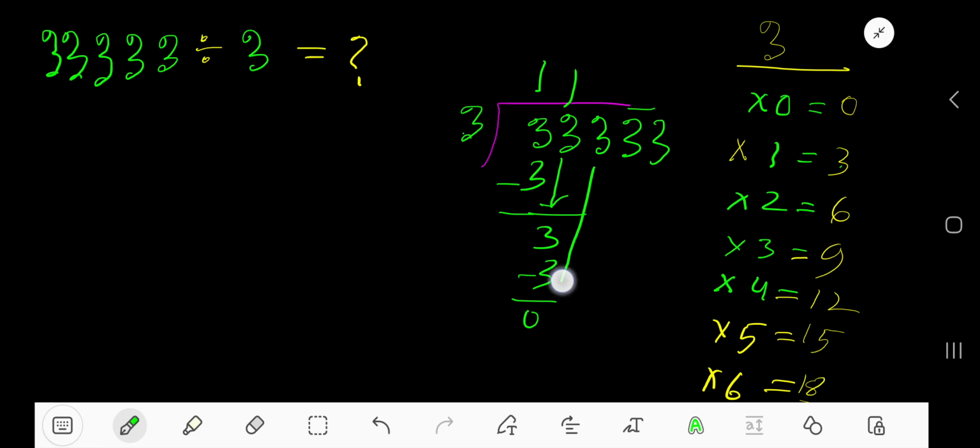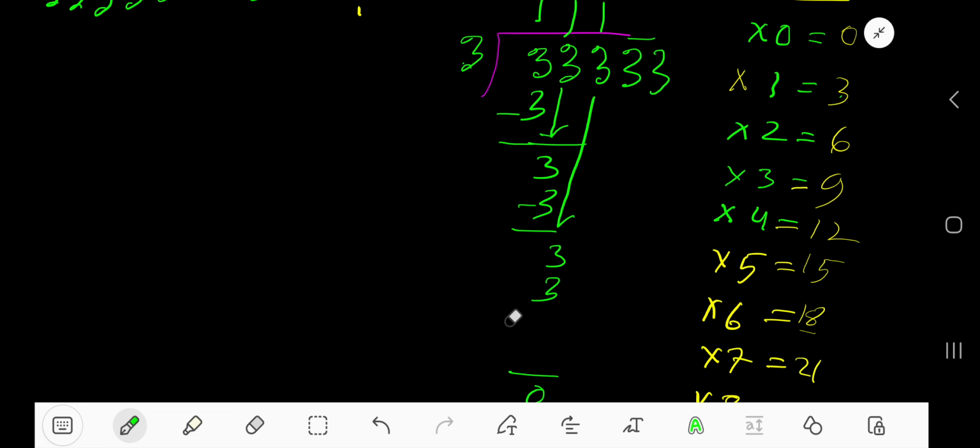Subtract, 0. Bring down this 3. 0, 3 means 3. 3 goes into 3 1 time. 1 time 3, 3. Subtract, 0. Bring down this 3. 0, 3 means 3. 3 goes into 3 1 time.